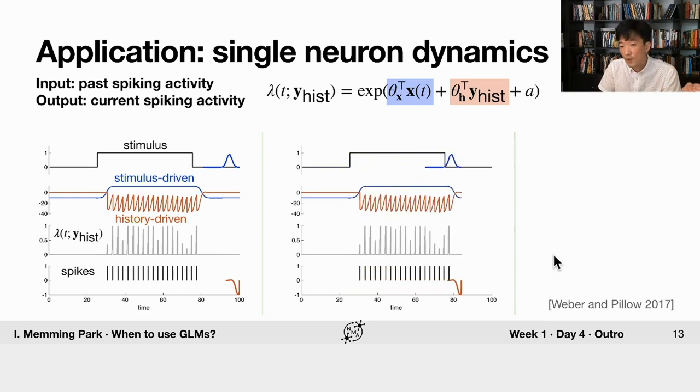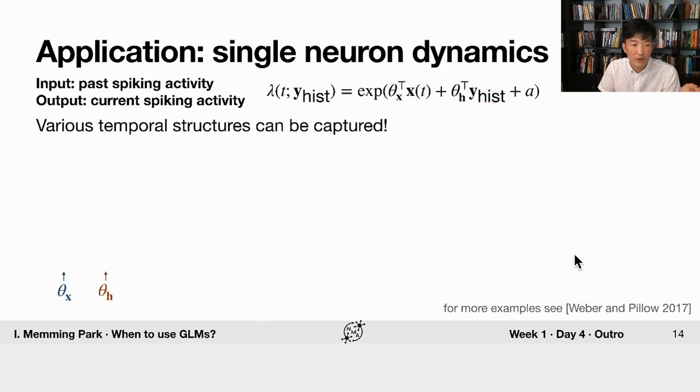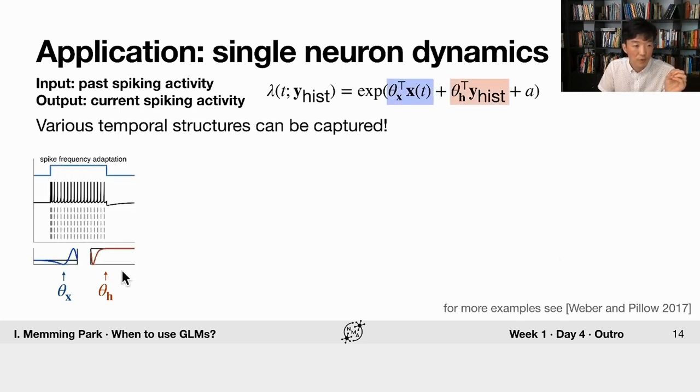What else can it do? It turns out a variety of temporal structures can be captured by these kinds of autoregressive GLMs. So for example, spike frequency adaptation can be captured if you use this stimulus filter and the history filter in red. You can see that the firing frequency is high at the beginning and then it slows down. This is the adaptation effect that you often see in neurons. You can capture it with a simple autoregressive GLM.